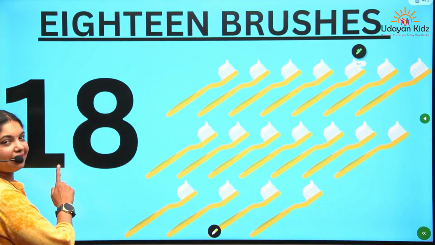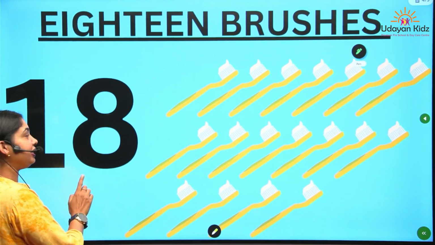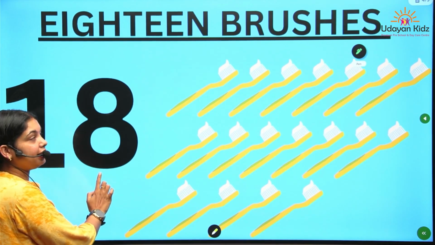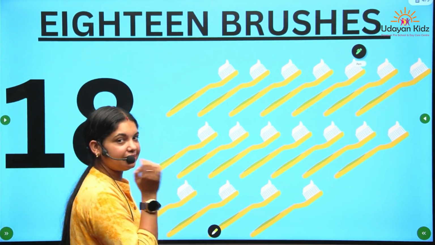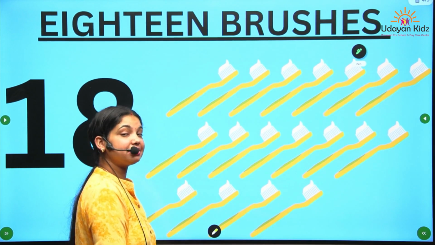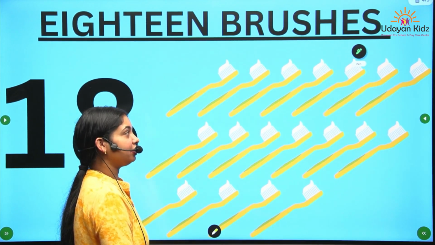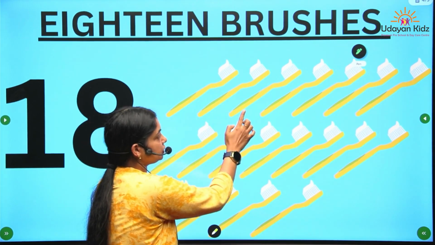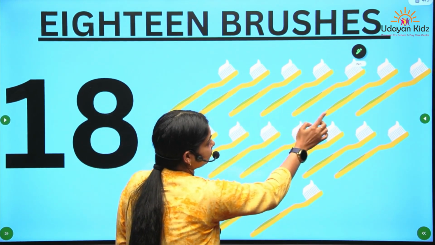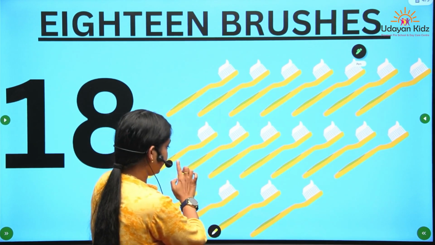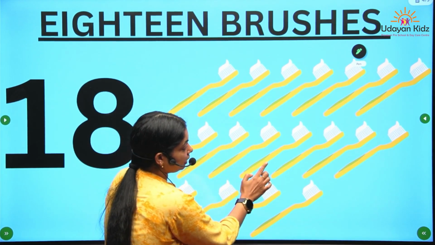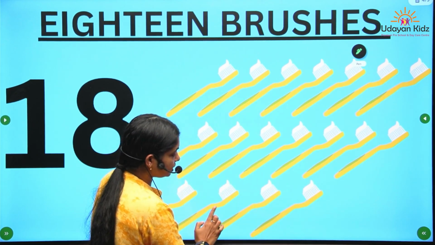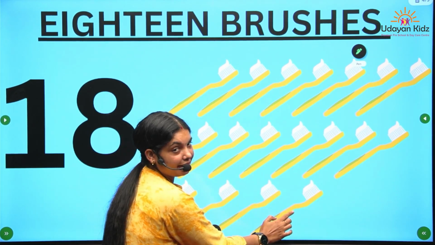So next number is number 18. 1, 8, 18. What are these? These are brushes. Let's count the brushes, okay? 1, 2, 3, 4, 5, 6, 7, 8, 9, 10, 11, 12, 13, 14, 15, 16, 17 and 18.